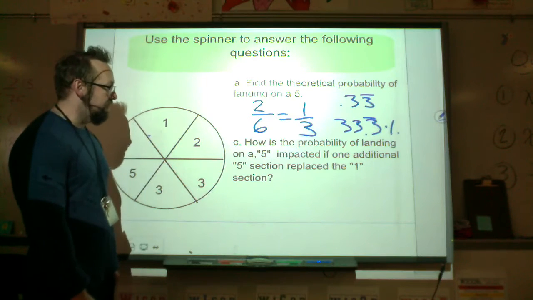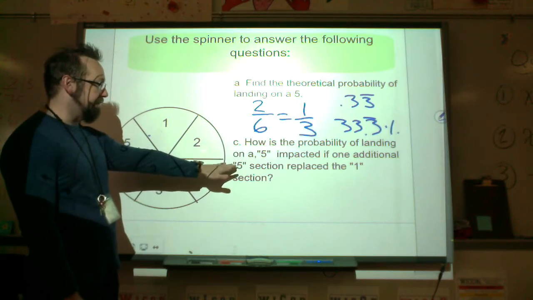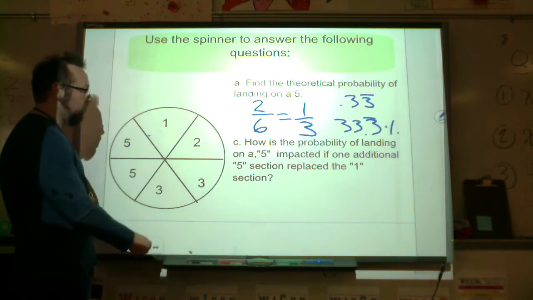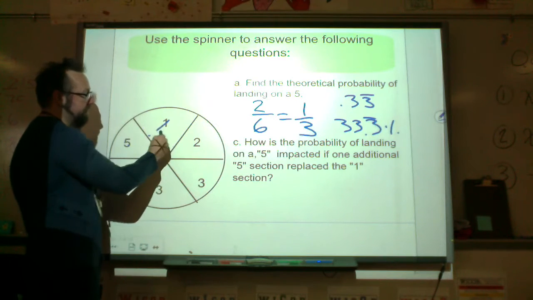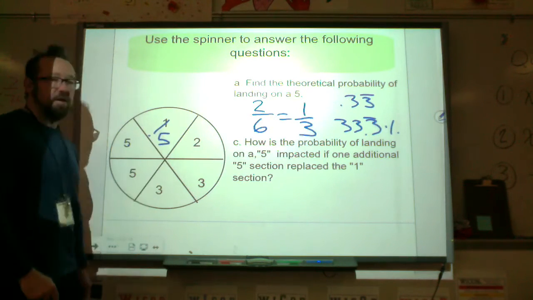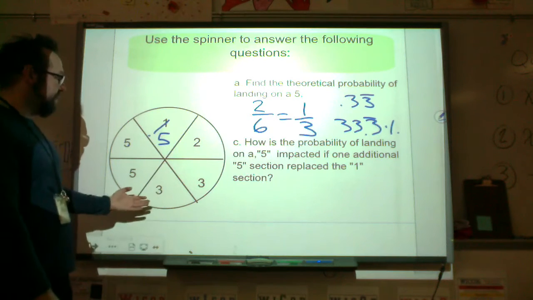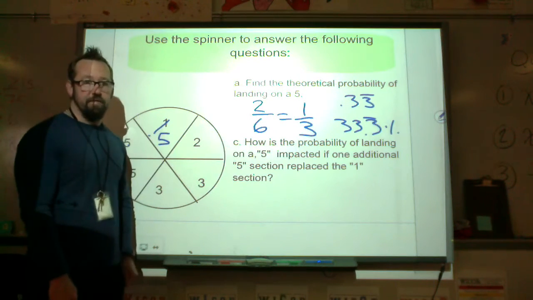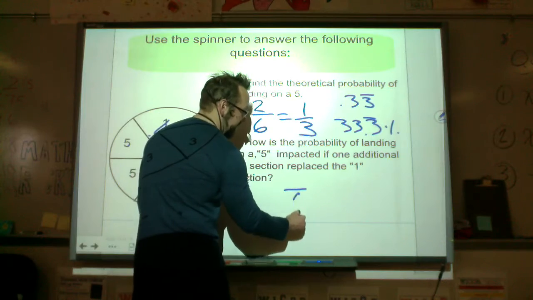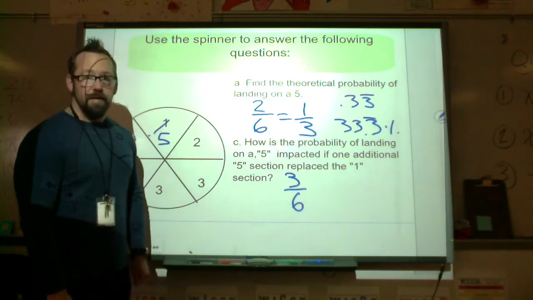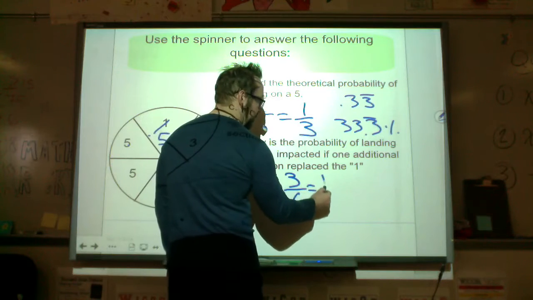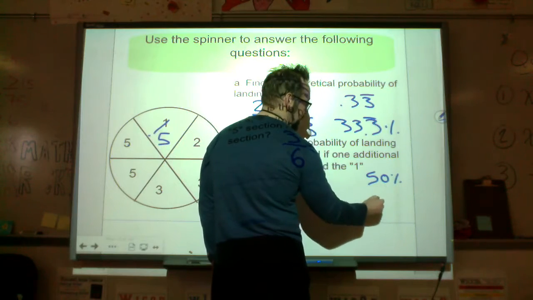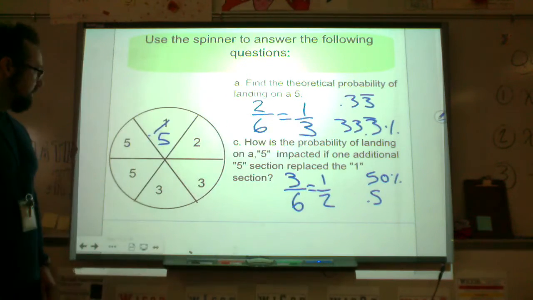It says here, how is the probability of landing on a 5 impacted if one additional 5 section replaces the 1? If we read that carefully, that means we have to get rid of the 1 and put another 5 there. So now what is the probability to get a 5? Well, now instead of having 2, we have 3 ways to get a 5. So we still have 6 slots, but now it's 3 out of 6. And of course that would be reduced to 1/2, and that would be 50% or 5/10.